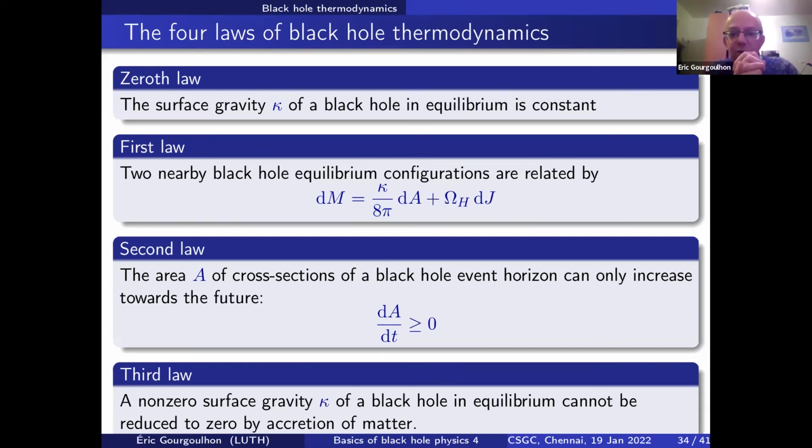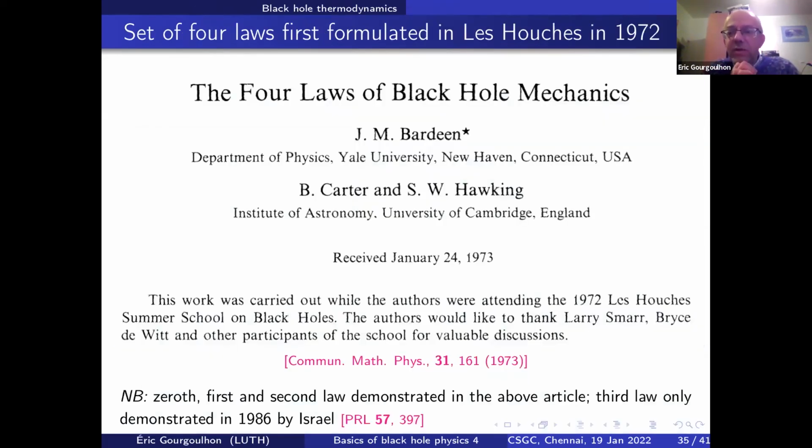And just for the historical note here, we may notice that these four laws were first formulated when James Bardeen met with Brandon Carter and Stephen Hawking in the very famous summer school which was held in Les Houches in the French Alps in 1972.